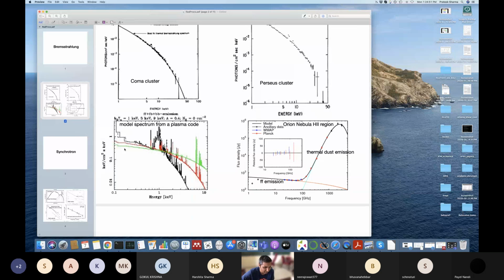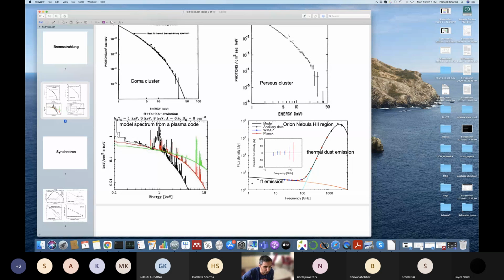Can you see this flat? The green one is almost flat, the red is also almost flat, and so is the black one. But the black one corresponds to a low temperature plasma, so the exponential cutoff happens at a lower energy. And the green one is for a 9 keV plasma, so the exponential cutoff happens at a higher energy.